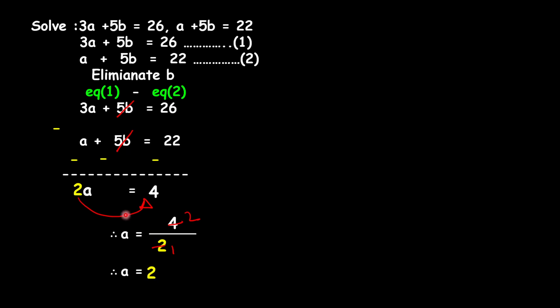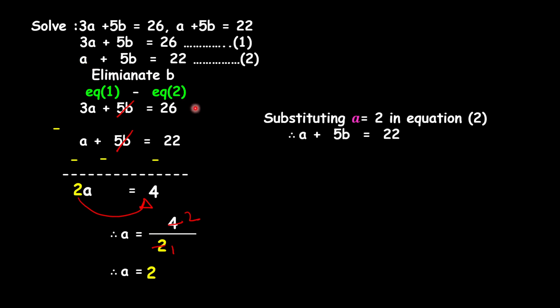Now substitute this value of a in equation 1 or 2. We substitute this value in equation number 2. Which is equation number 2 here? a + 5b = 22. Now substitute the value of a: 2 + 5b = 22. To find the value of b, first we transfer this 2 to the RHS. Plus 2 becomes minus 2. 22 minus 2 is nothing but how much?